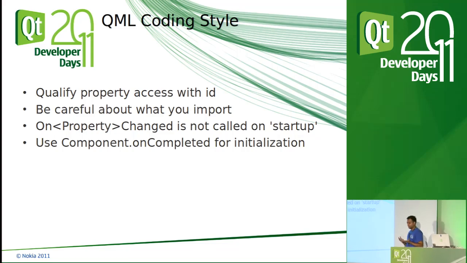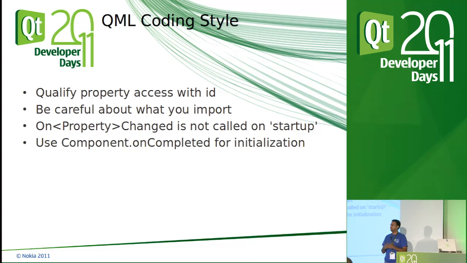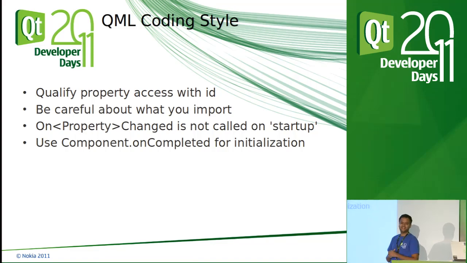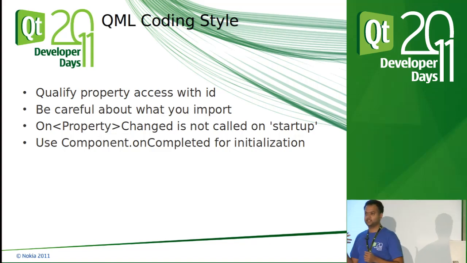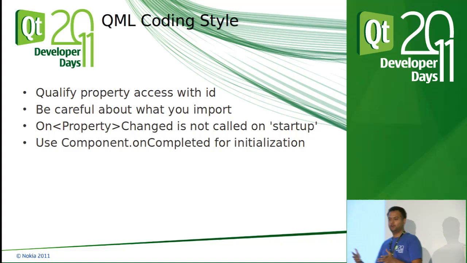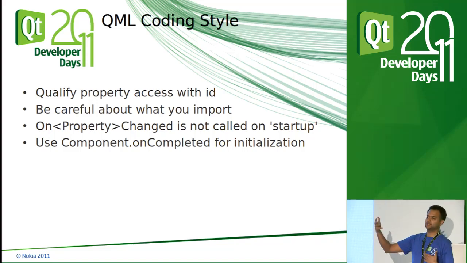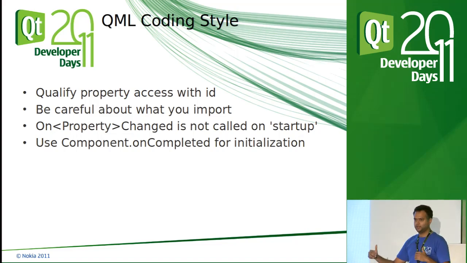So there are a lot of complications with the whole dynamic scoping. If you want to have some fun after this, I have a lot of examples. It's like a quiz to figure out what actually happens. So in general, always prefix access of properties with an ID. The only obvious case is when you access a property within the same element. That's okay. But as soon as you access parent properties in a child element, always prefix it with an ID.